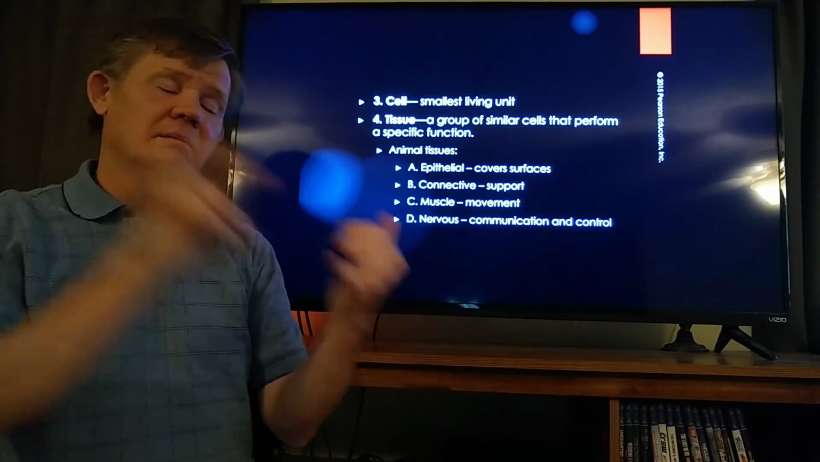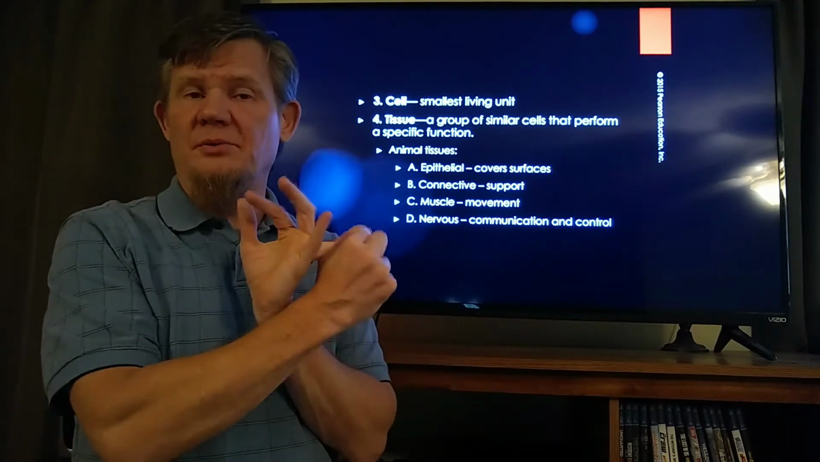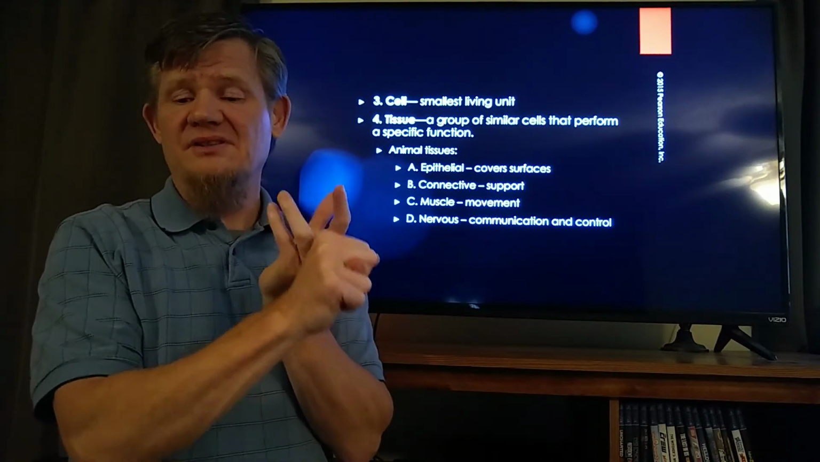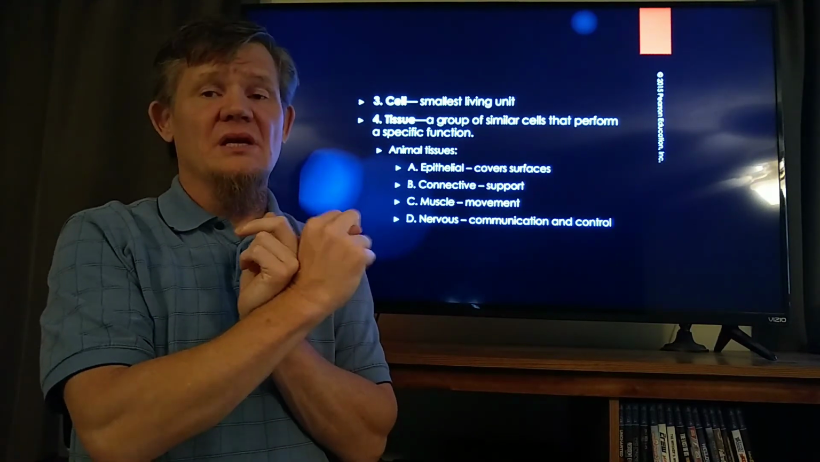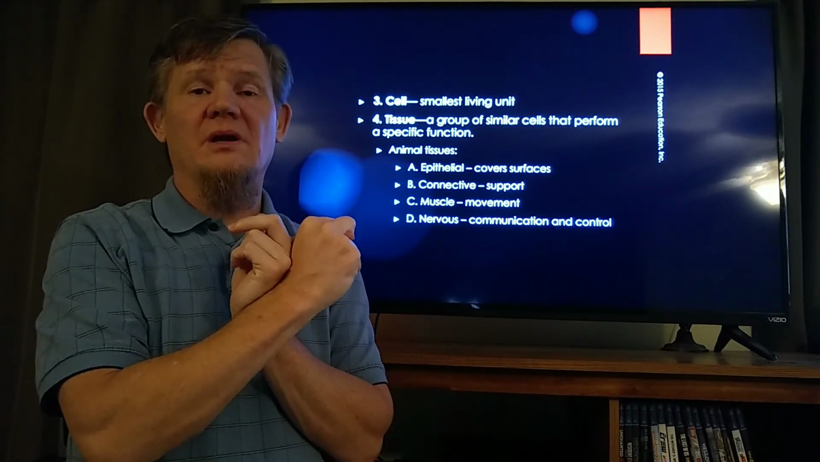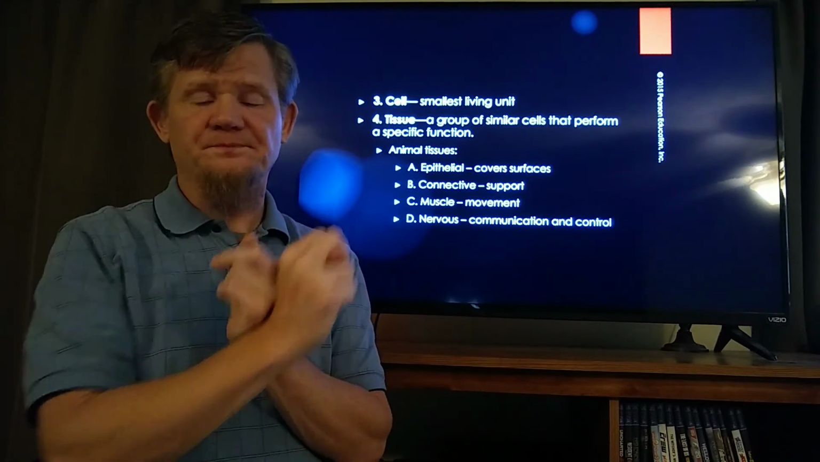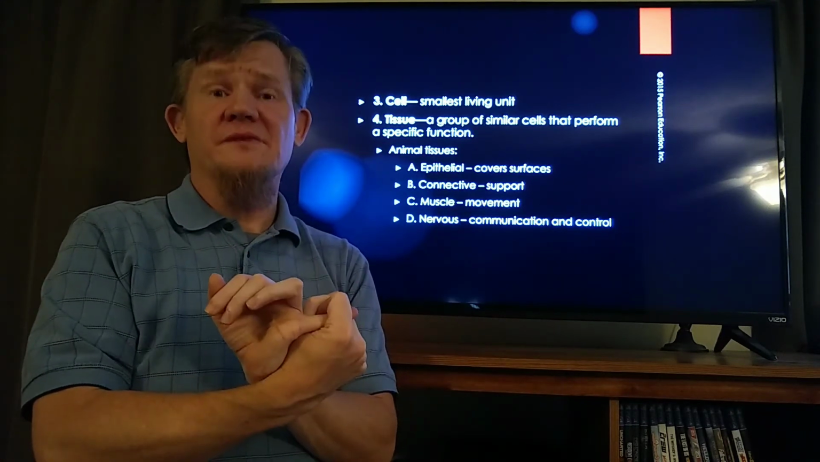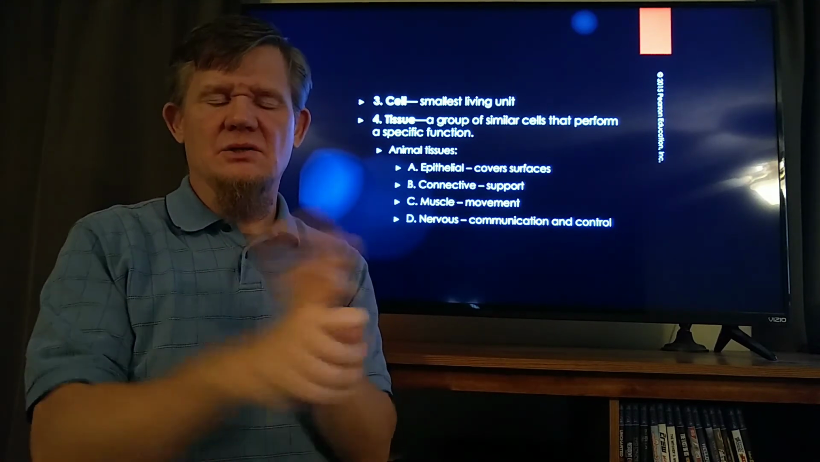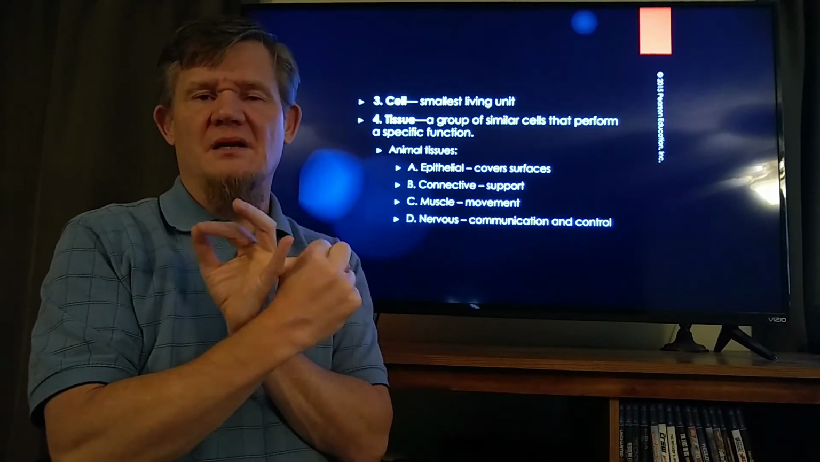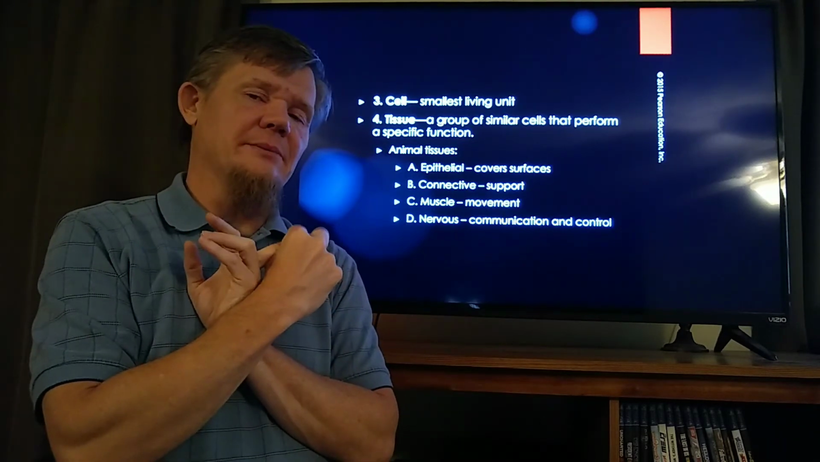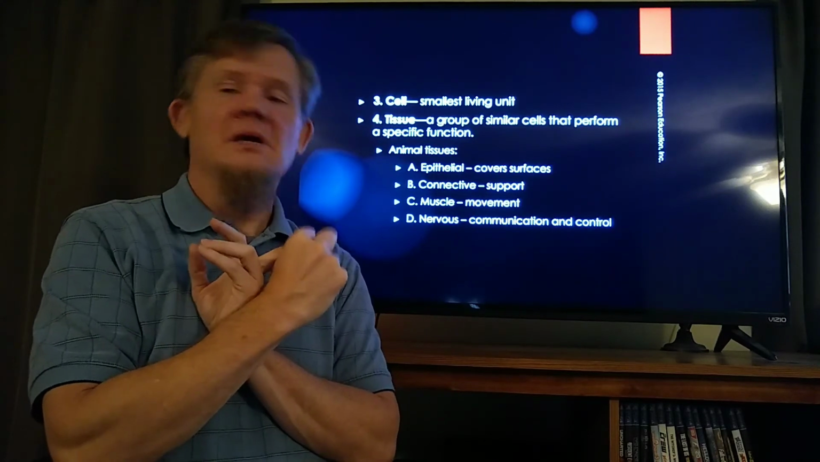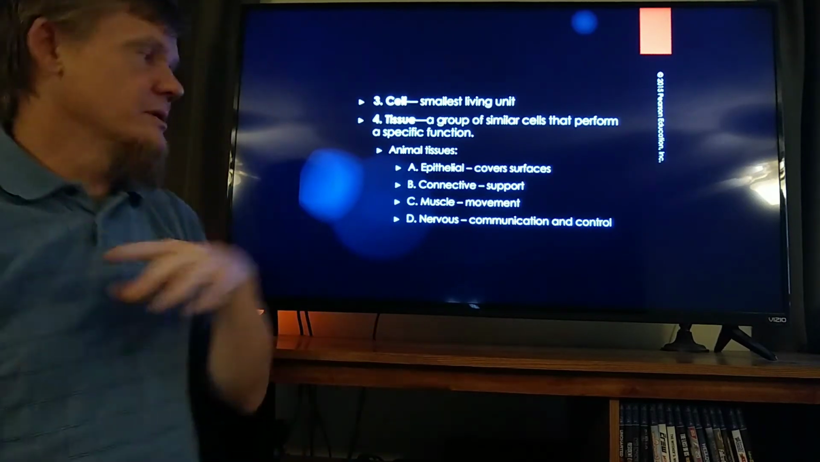I take molecules and I put them together, I get organelles. I put organelles together and I get cells. I put cells together and I get tissues. Tissues are a bunch of cells working together doing the same jobs. Mushrooms, fungi have their specific kind of tissues. Plants have their specific kind of tissues. Animals, I'm an animal guy, so we're going to talk about animal tissues. Animals have their specific tissues.